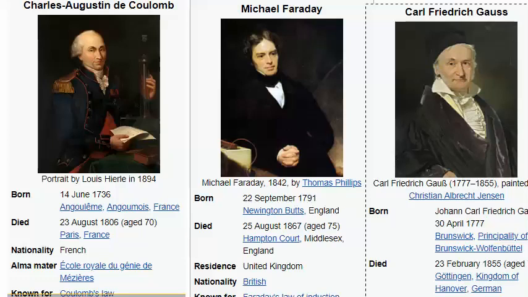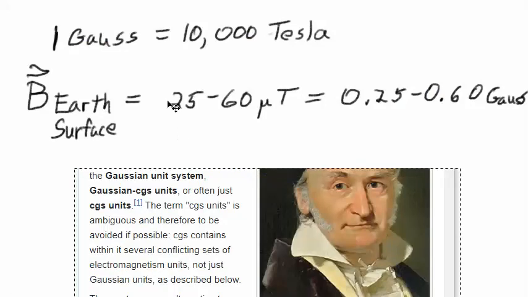Friedrich Gauss. While I could note that 1 Gauss is 10,000 Tesla, or the magnetic field of Earth's surface is between 25 to 60 microtesla, or 0.25 to 0.60 Gauss, I find that Wikipedia tells me that the Gaussian CGS unit system contains several conflicting sets of electromagnetism units, and therefore ought to be avoided if possible. For now, though, I don't want to talk about magnetic fields, but electric fields.